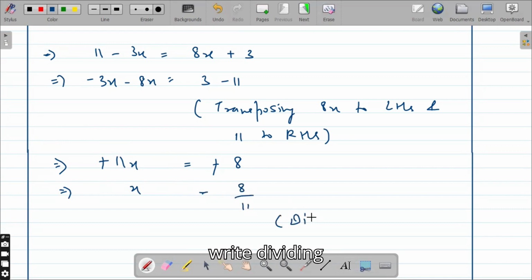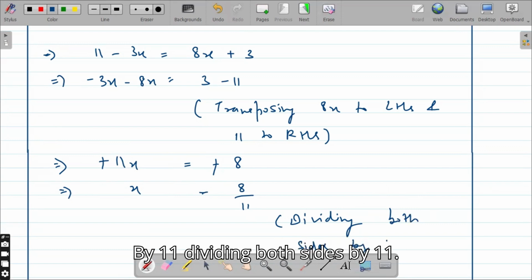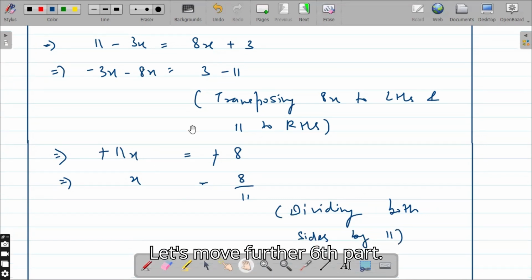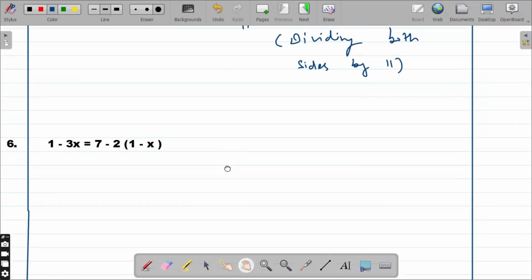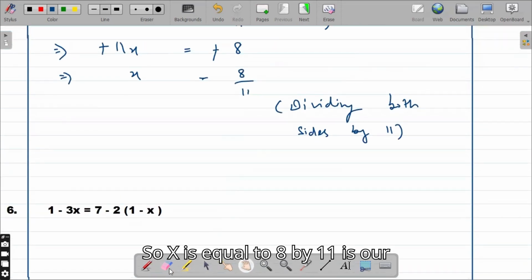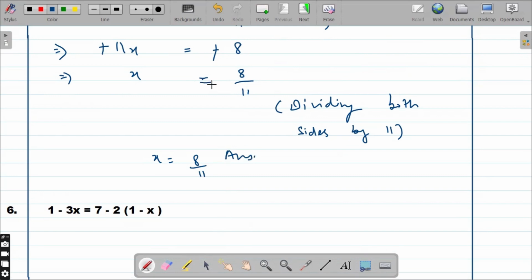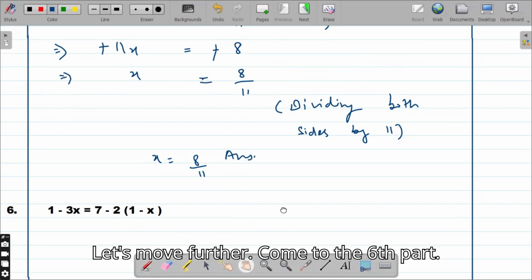We will write dividing both sides by 11. Let's move further. So x is equal to 8 by 11 is our answer. Let's move further. Come to the sixth part.